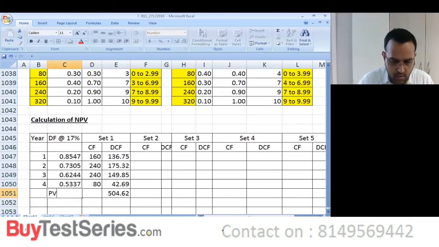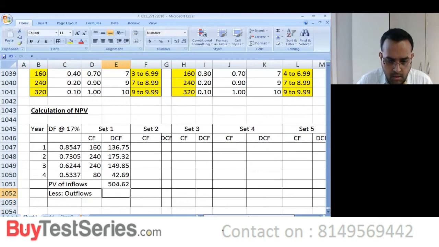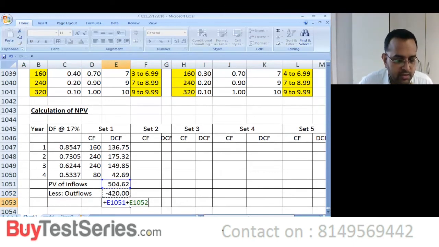Discounted cash flow. 4.2 crores initial investment. This is the net present value.